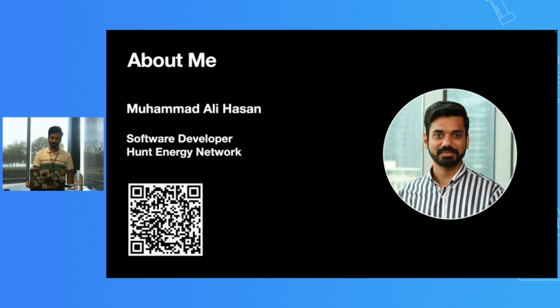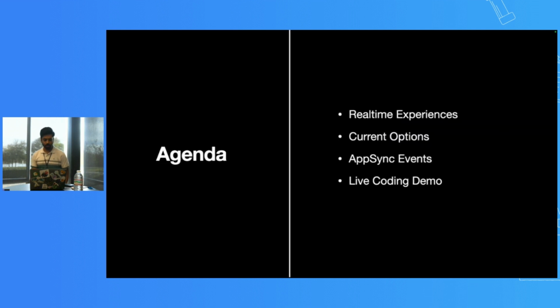So let's explore the agenda. Here's what we'll cover today. We'll explore the concept of real-time experiences and how they work. We'll compare our available options in AWS for real-time APIs and the associated challenges there. We'll look at how AWS AppSync Events simplifies everything there. And we're also going to do a live demo, and you can follow along, and we'll see how it goes.